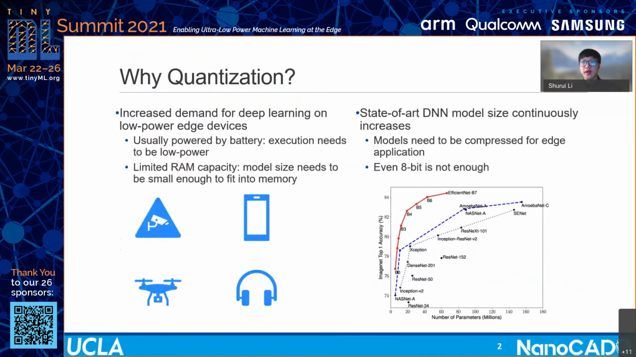First, I want to briefly talk about why we need quantization. Nowadays, there is increased demand for deep learning on low-power edge devices, which usually have limited resources. On the other hand, state-of-the-art DNN model size continuously increases. So the model has to be compressed to execute on edge devices. And even 8-bit might not be good enough for some use cases.